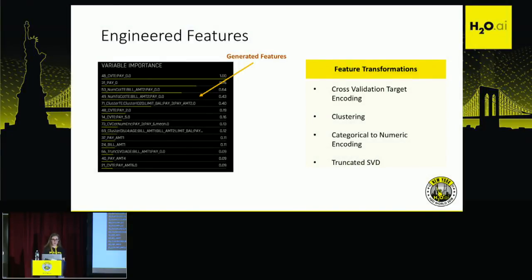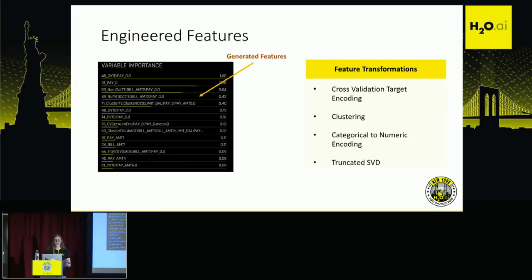Okay, so we have these features. We got truncated SVD, we got clustering, categorical to numeric encoding, cross-validation target encoding. Who here is familiar with cross-validation target encoding? Okay, so I think one person. So it's a pretty new technique. It's a way to represent categoricals.